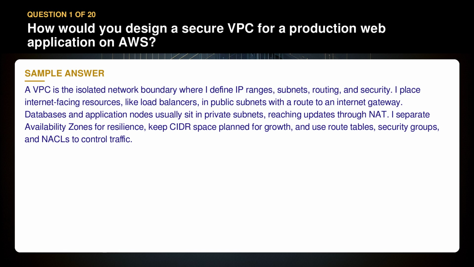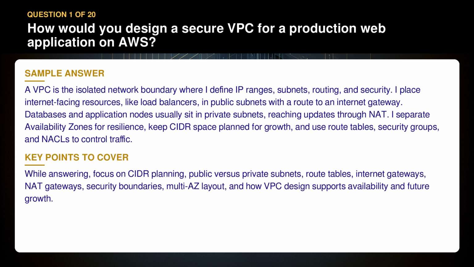I separate availability zones for resilience, keep CIDR space planned for growth, and use route tables, security groups, and ACLs to control traffic. While answering, focus on CIDR planning, public versus private subnets, route tables, internet gateways, NAT gateways, security boundaries, multi-AZ layout, and how VPC design supports availability and future growth.